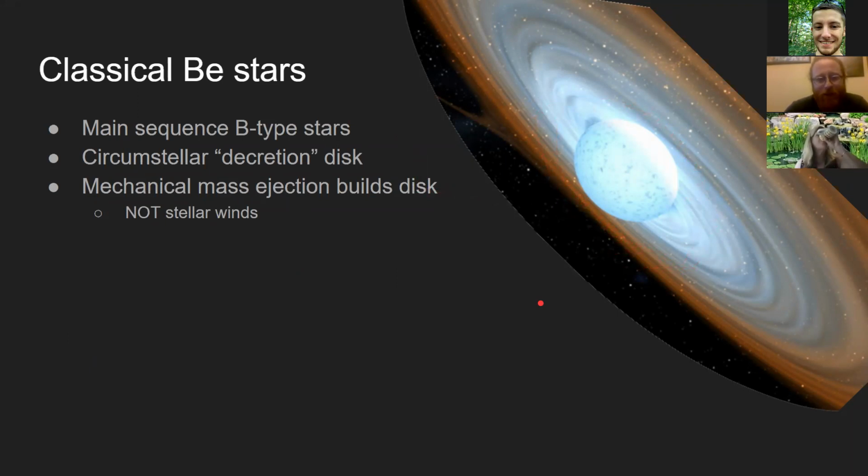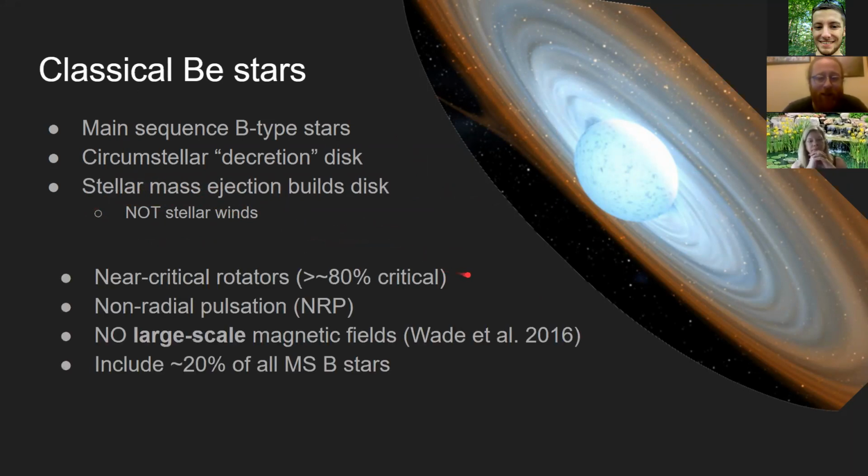These disks are built by mass that's mechanically ejected from the star, which is different from stellar winds. A lot of hot stars eject mass through stellar winds. This is something else entirely. As a class, BE stars are near critical rotators. They are non-radial pulsators. They do not have large-scale magnetic fields, which is in contrast to about 10% of the non-BE OBA type stars. And BE stars are important for massive stars overall because they represent about 20% of B-type stars in the main sequence.